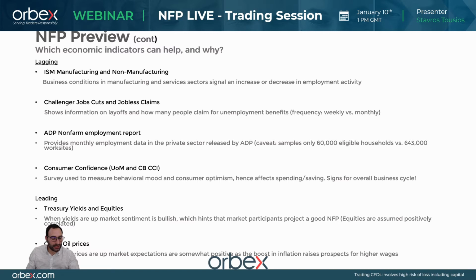The other lagging indicator is the consumer confidence. That includes the University of Michigan sentiment and also the CBCCI. These two surveys are used to measure the behavioral mood and consumer optimism, okay? And they affect spending and also savings. So they are more related to business cycles and longer term sentiment, let's say.